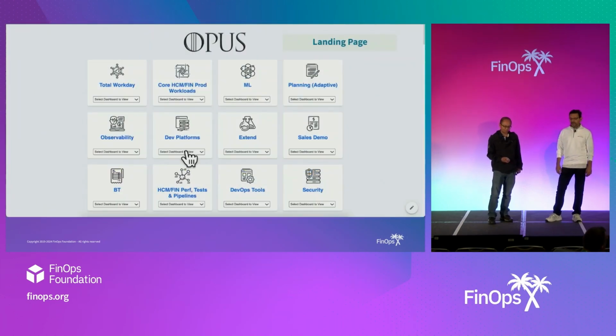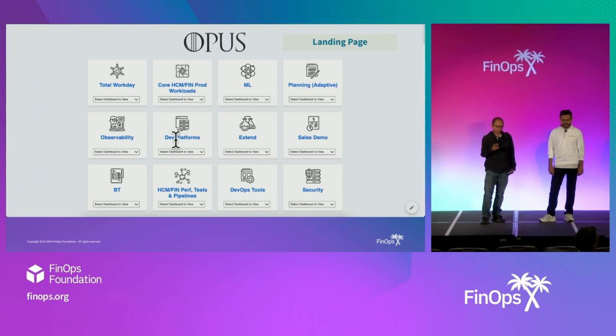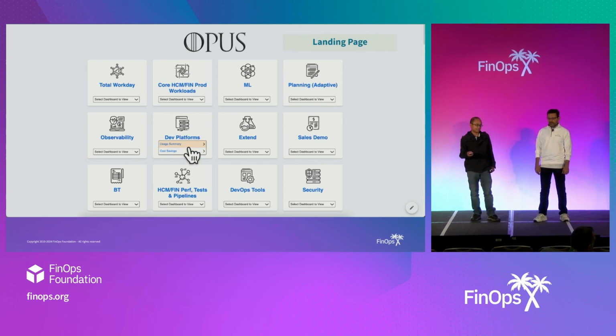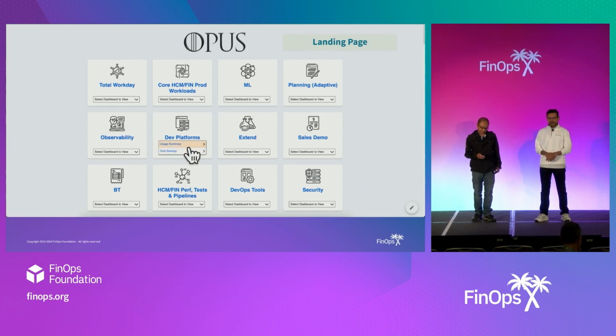So here we have the Opus landing page. Here we created a tile for every FinOps subject area where there's a set of links so that when a user clicks on one of those links, they're redirected to a dashboard that already has the filters pre-populated for them for that context. On the next slide, I'm going to demo two of the views that are available to users.